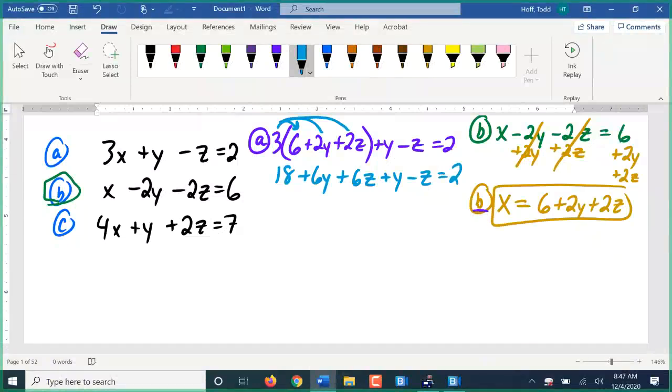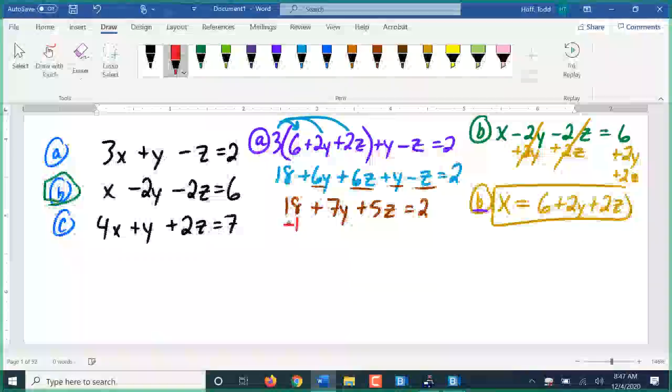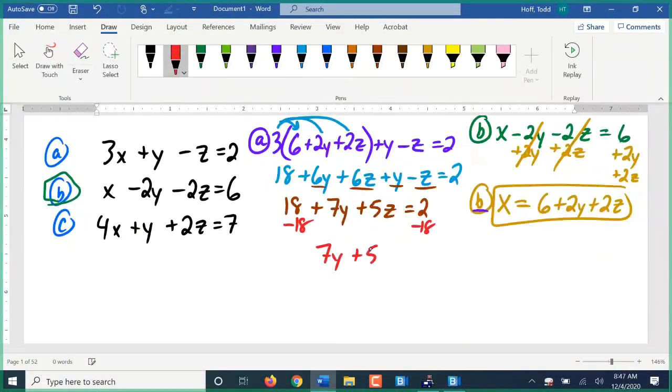And now we'll do some combining. Nothing to combine with the 18. 6y and y is 7y. 6z and negative z, 6 and minus 1 is 5, so that's 5z equals 2. And now to get this into standard form, I'll subtract the 18 from both sides. So 7y plus 5z equals 2 minus 18, which is a negative 16. That's equation A after we've substituted into it.